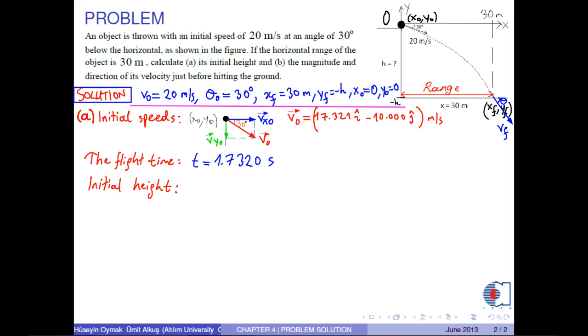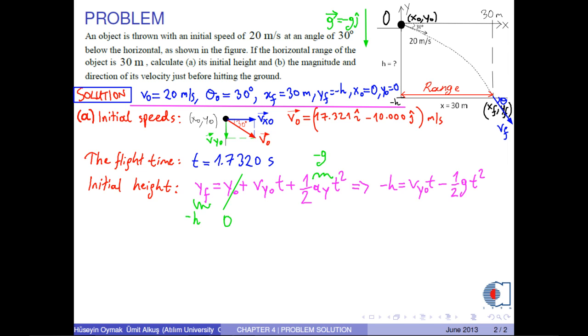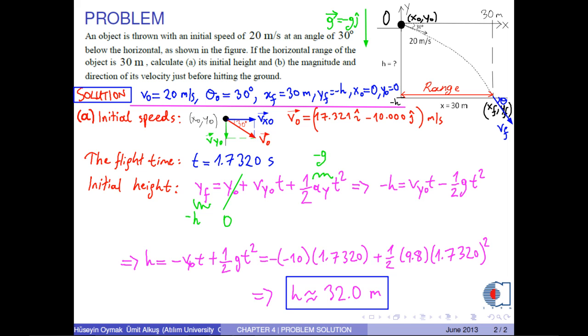Next, to find the initial height, we use the y component of the position. Then it is convenient to use this formula. Here y0 equals 0. And the y component of the acceleration, that is ay, is equal to the gravitational acceleration, which is in the negative y direction. So we write minus j. And noting that yf equals minus h, we have. Therefore, we obtain an expression for h as, if we substitute the corresponding numerical values into this equation, then we obtain the initial height as approximately 32 meters.